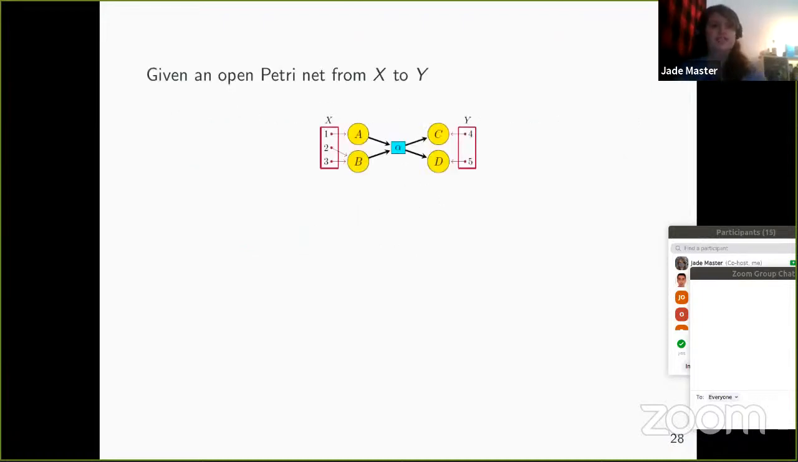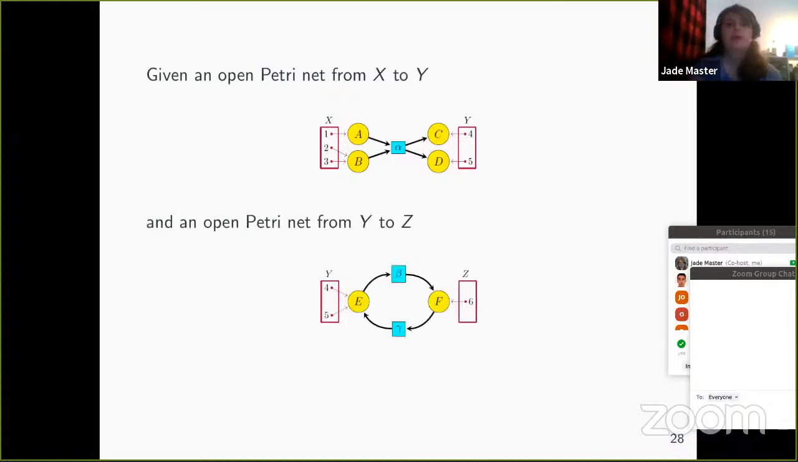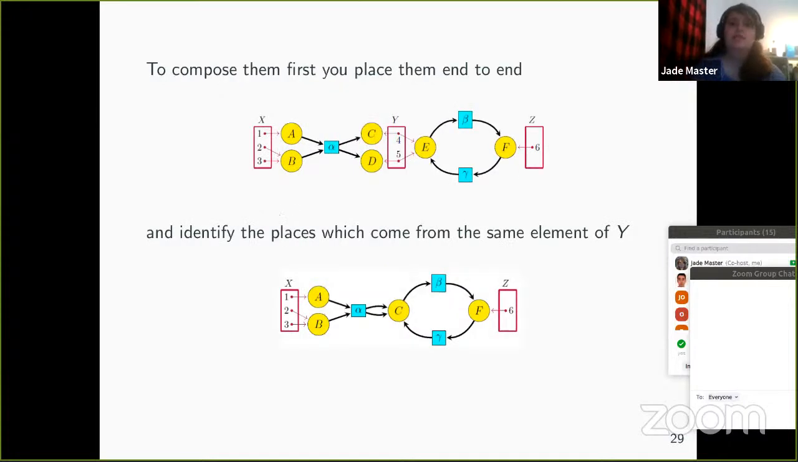And you can compose Petri nets. If you start from a Petri net from X to Y, and you take another Petri net from Y to Z, then first you can put them next to each other like this, and then identify the places which come from the same element in Y. So 4 maps to both C and E, so they get identified. And 5 maps to both D and E, so they get identified, and you end up with just one place like this.